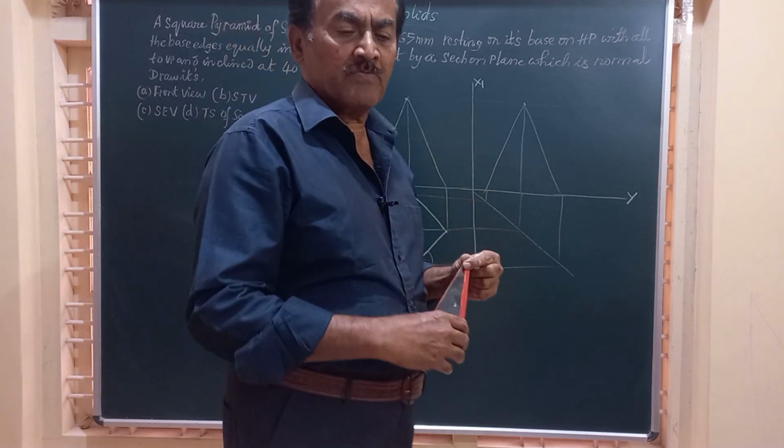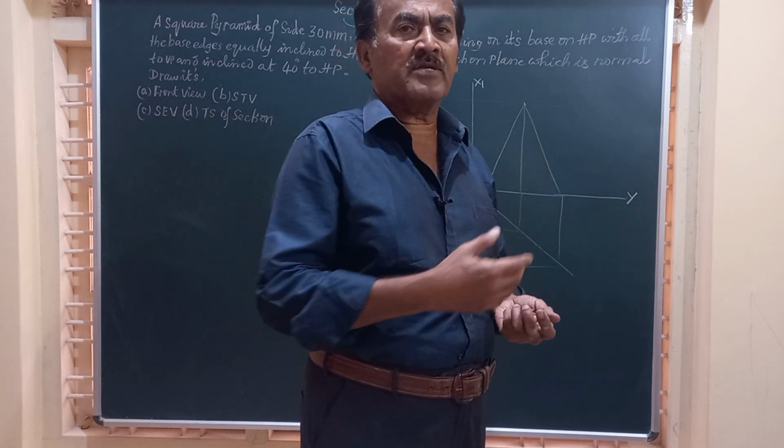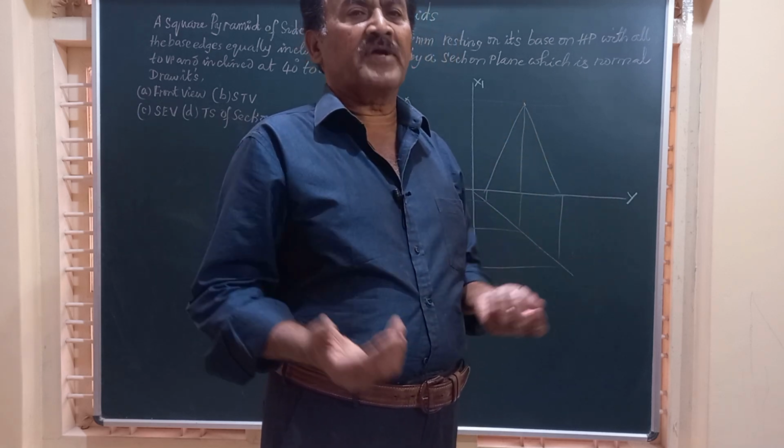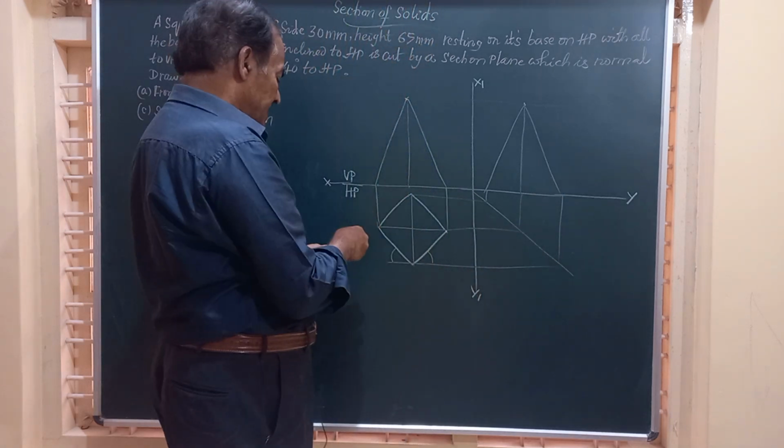And the same problem can also be given as the two of the base edges are equally inclined to VP, that's at 45 degrees to VP. Or all the four edges equally inclined to VP.